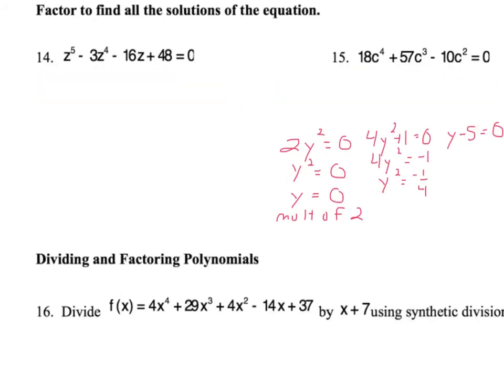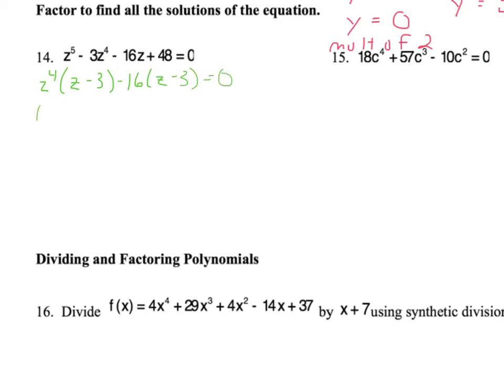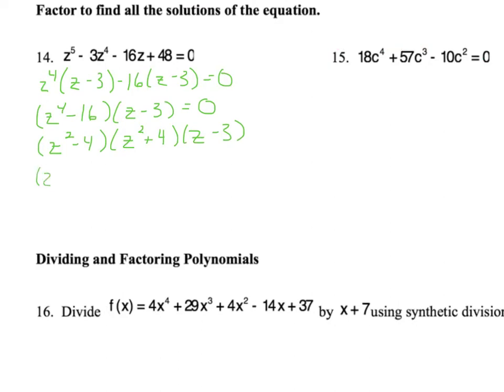Now we want to find all of the solutions of the equation, including the imaginary ones. So for 14, I'm first going to factor out a z to the 4th, and I'll be left with a z minus 3. Then I'm going to factor out a negative 16, and I'll be left with a z minus 3. So I'll have z to the fourth minus 16 times z minus 3. And I can keep factoring. So I'll have a z squared minus 4 and a z squared plus 4 and a z minus 3. And I can factor even more to z plus 2, z minus 2.